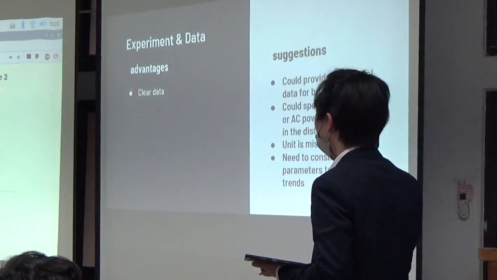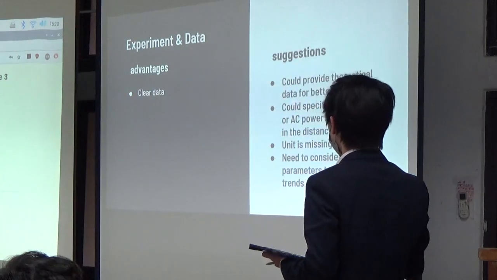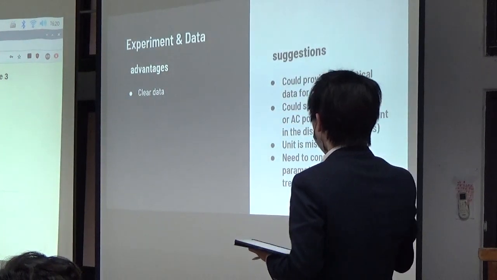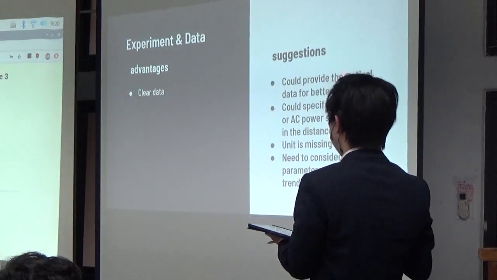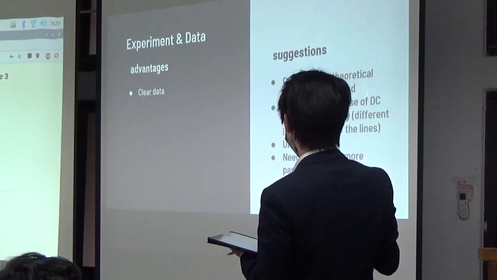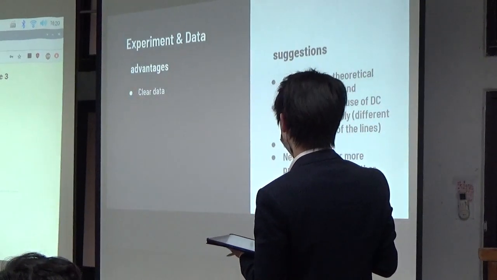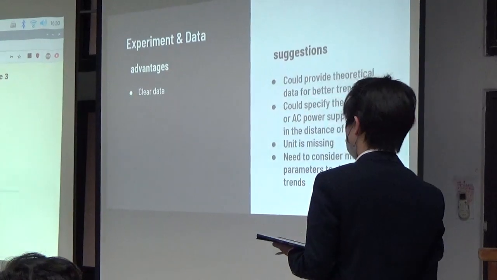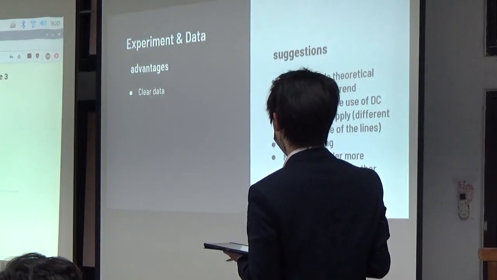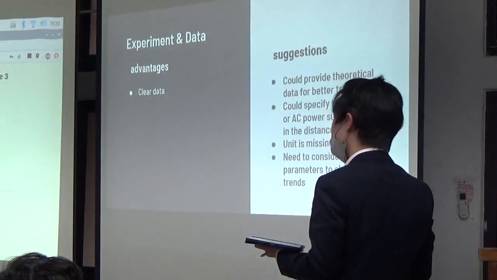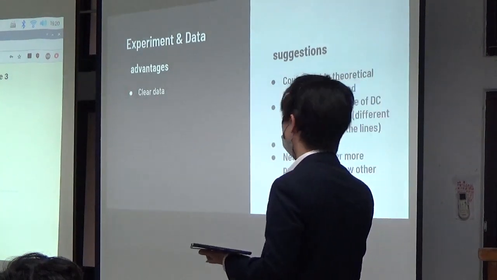So for experimental data, the advantage is clear data. As a suggestion, they could provide theoretical data for a better trend, and they could specify the use of DC and AC power supply. And units are missing from some of the charts. They also need to consider more parameters to show other trends and to answer the problem statement.